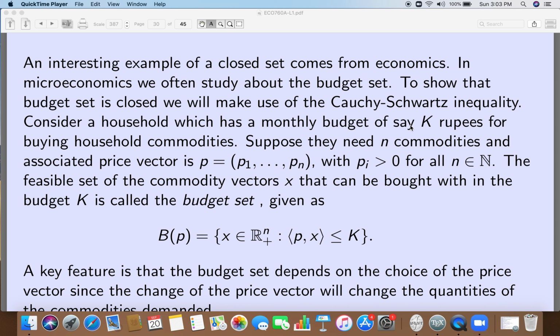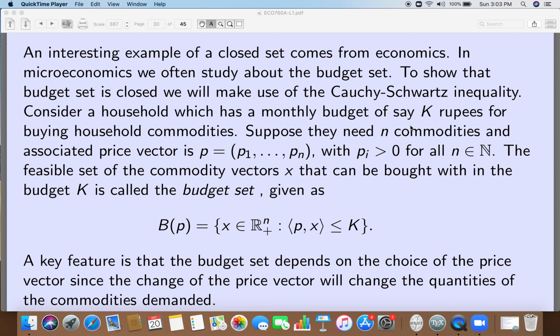Okay, this is my budget set. I know the price can change, right? Sometimes these sets are called parametric sets, in the sense that it depends on a parameter P. Now I want to prove that this set is closed. Proving that this set is closed is very simple.